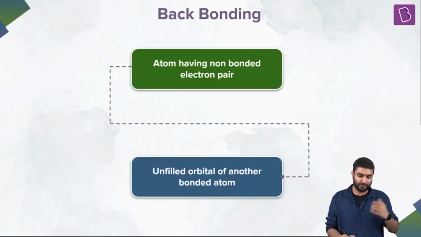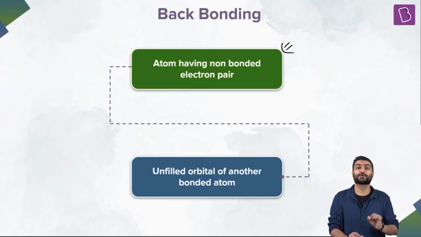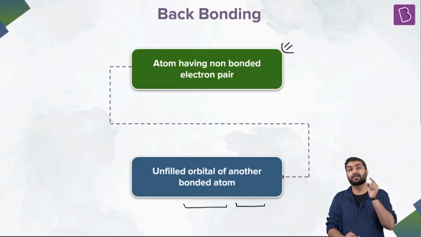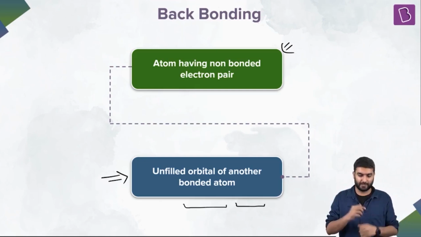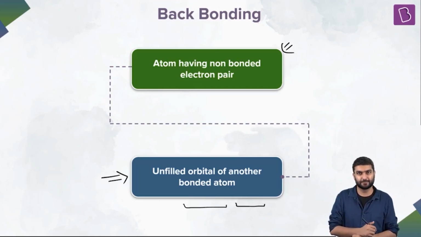So let's see, what do we need? Atoms having a non-bonding electron pair. Read it again: an atom having a non-bonding electron pair. And what do we need? Read it backwards, read this part first: another bonded atom. What do we need? Another bonded atom with an unfilled orbital. So now read it straight away: we need an unfilled orbital of another bonded atom. Okay, cool. So this is what we have.